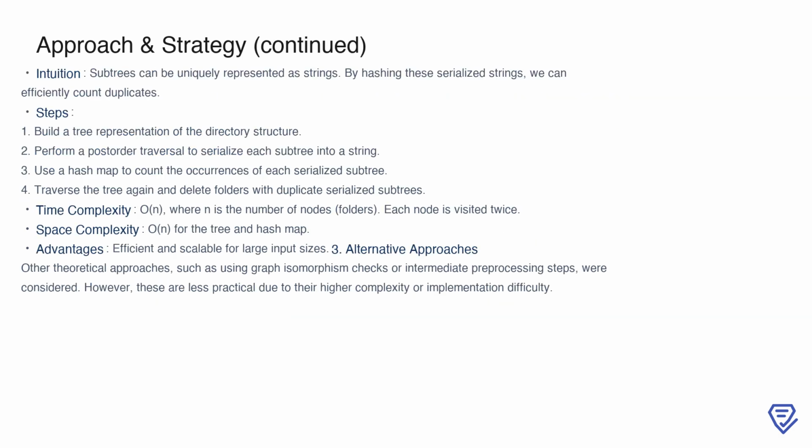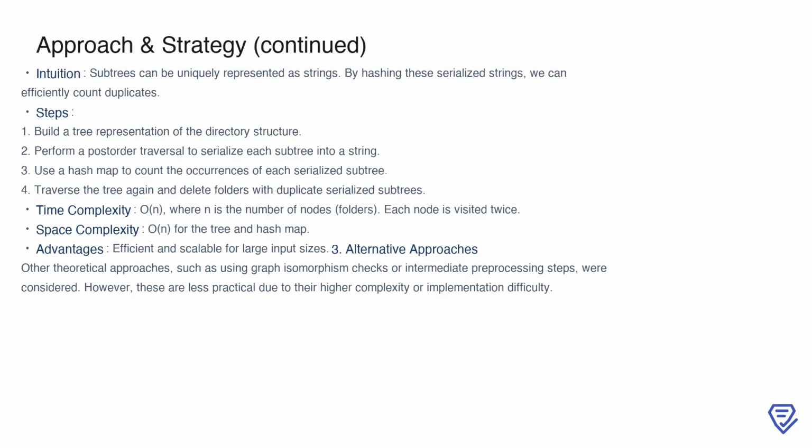Using hashing with post-order traversal, we can significantly improve efficiency by avoiding redundant comparisons. The intuition here is that any subtree can be uniquely serialized into a string that captures its structure and content. By hashing these serialized strings, we can efficiently determine the frequency of each subtree.